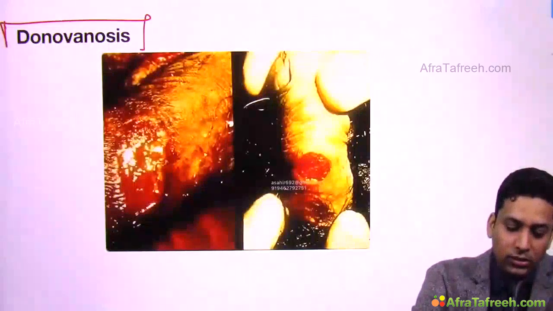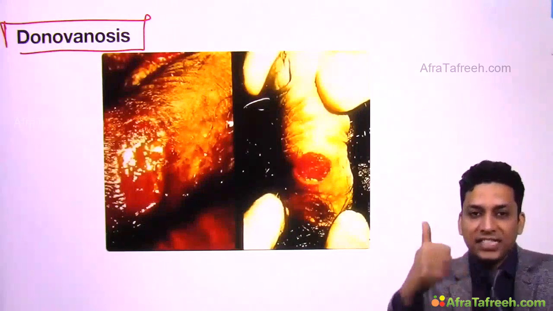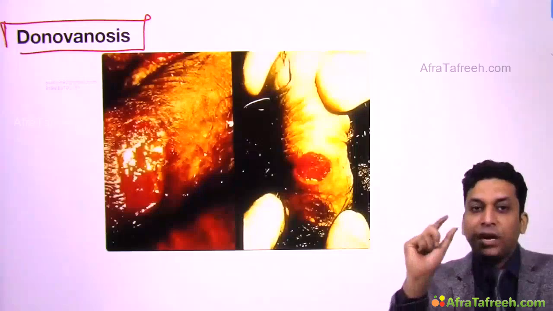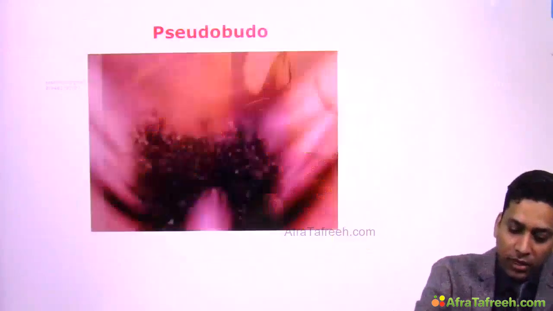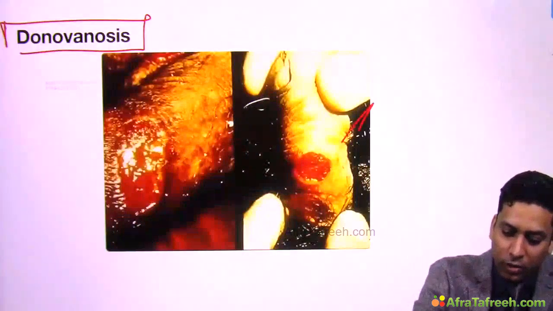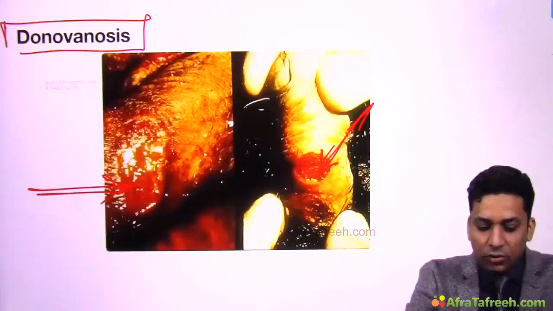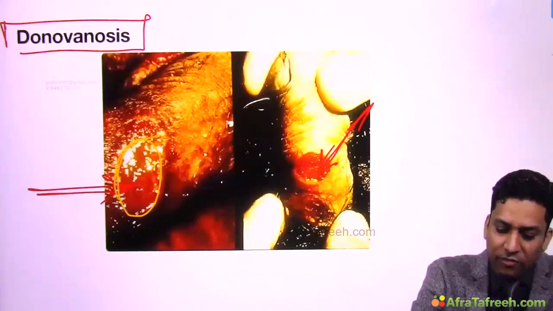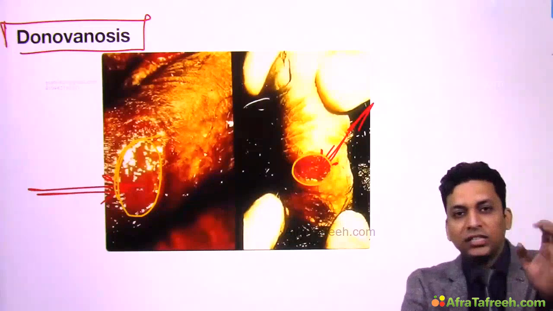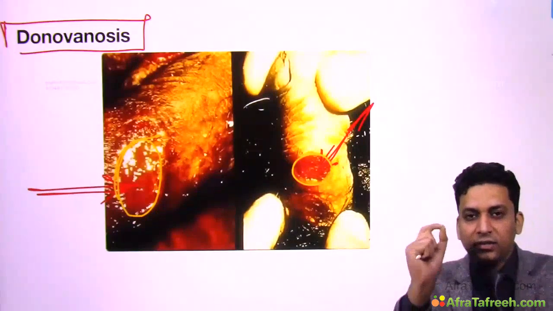Then donovanosis, we discussed, generally presents with a single, painless ulcer, but the base is very characteristic. If you look at the base of this genital ulcer, you can see it is beefy red, very granulomatous, and if you touch it, it starts bleeding. So this is the characteristic finding which is seen.